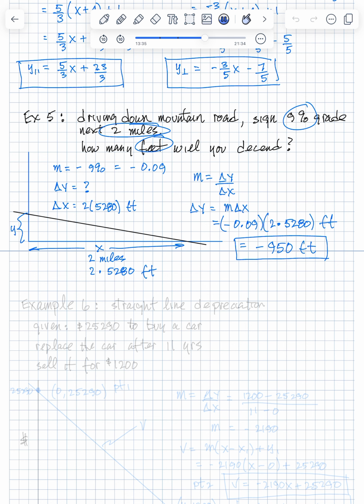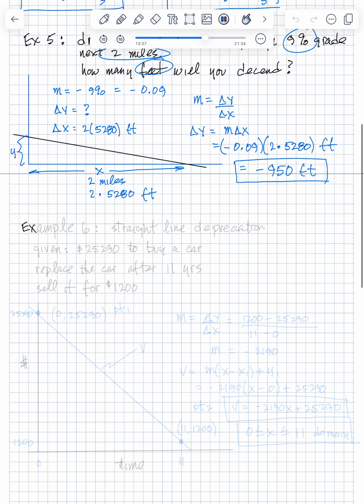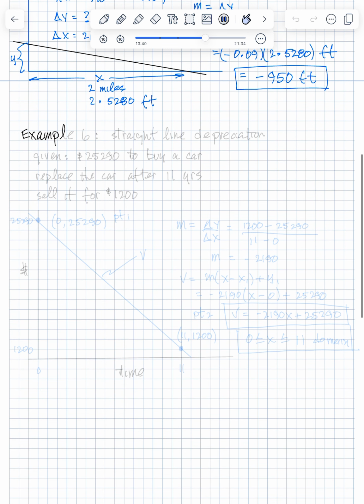Okay, the last example, example 6. This is about buying a car and figuring out a straight line depreciation, coming up with an equation for the line. So straight line depreciation, which means you're going to have a line with a negative slope. Straight line depreciation.